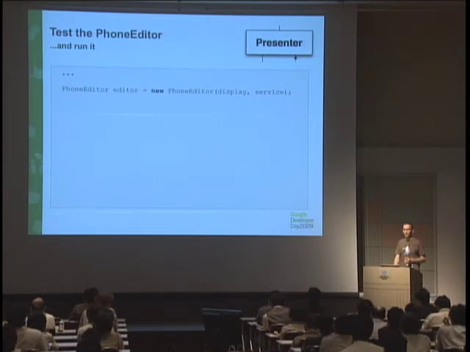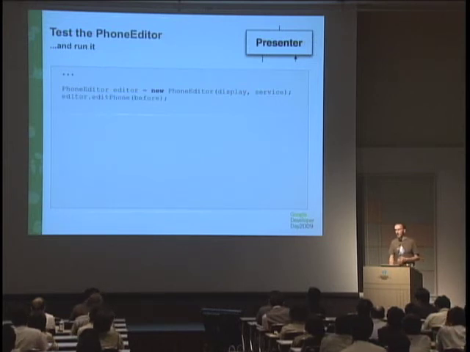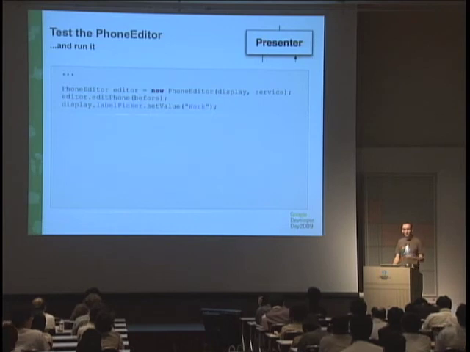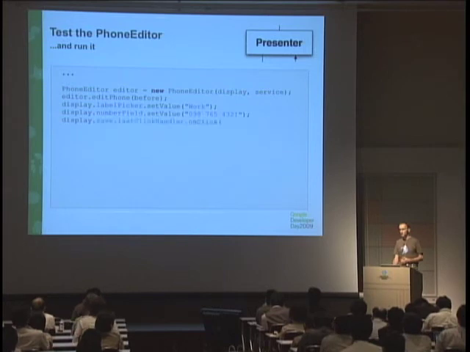We have a new phone editor. We pass in the mock display and the mock service. So those are fast classes that we can use to test with. And we call editor.editPhone, and we pass in the before object. So that means that the editor, or the presenter, is now getting ready to edit this phone entry. In the mock display, we update the label, which was home, to be work. We update the number field from the old number to the new one.